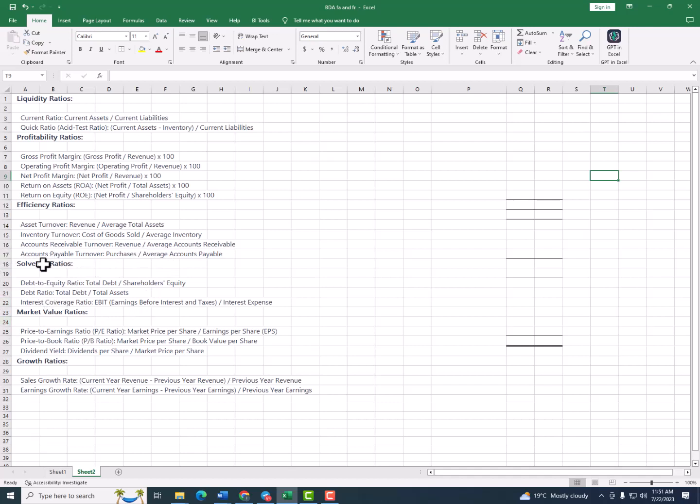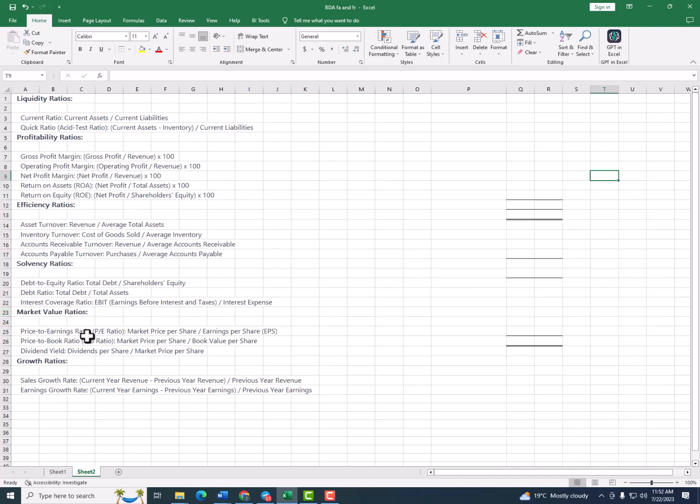Then we have the solvency ratios. When I was talking about risk, these are the ratios that usually measure risk. For instance, the debt to equity ratio compares total debt to shareholders' equity. Then you have the debt ratio, which compares total debt to total assets. Then the interest coverage ratio, which compares the earnings before interest and tax to the interest expense.